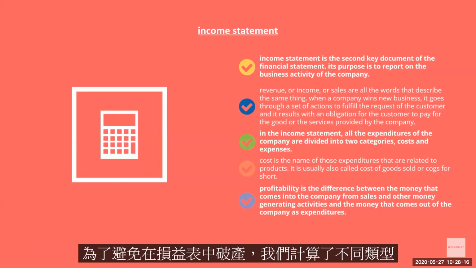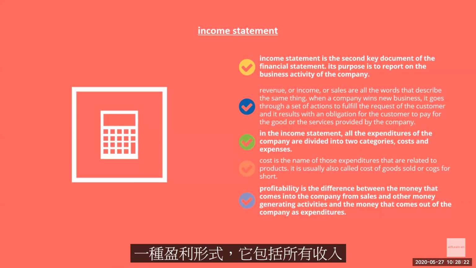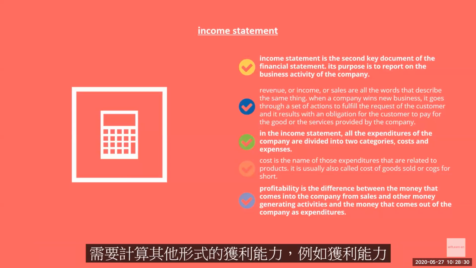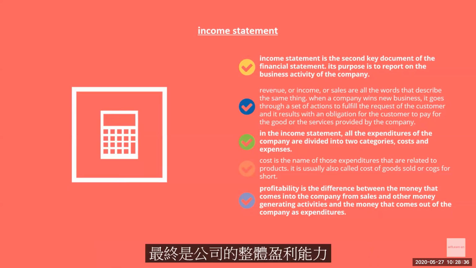In the income statement, we calculate different types of profitability, even though ultimately there's only one form of profitability, which is the one that includes all revenues whatsoever and all expenditures whatsoever. For us to understand the workings of a company and take actions that will help the company to progress positively, there's a need to calculate other forms of profitability, such as the profitability from production activities or the profitability from business activities, and ultimately the overall profitability of the company.